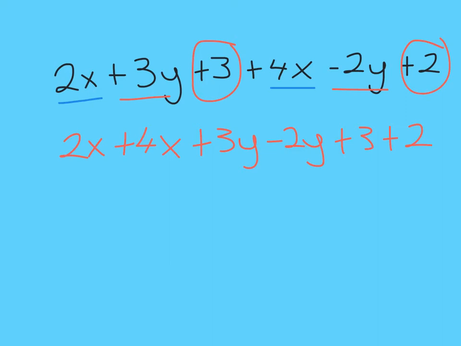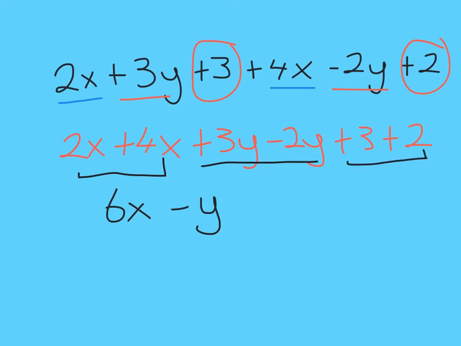This is called simplifying. 2x plus 4x gives me 6x. Plus 3y minus 2y gives me minus 1y, which we often call y. We leave out the 1 in front because we can see that it's just y by itself, which is 1y. And then finally we have plus 3 plus 2, which is plus 5.